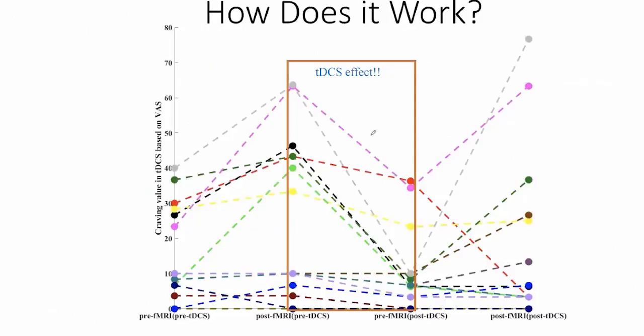interventions. But the reality is what we have in terms of the changes in the level of craving before tDCS and after transcranial direct current stimulation. There is a huge variation in terms of the response. People have different types of responses. And the question is why?